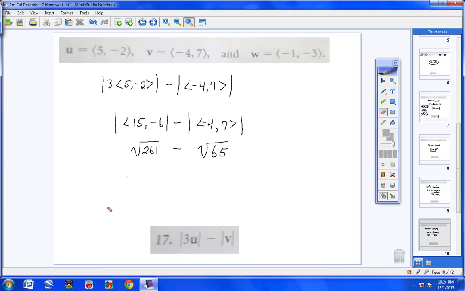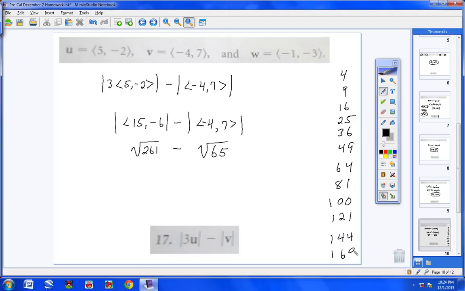Here's a list of what we call perfect squares, okay? And of course, the list of perfect squares is infinite. It goes on and on and on, but I can put a pretty good list up here, okay? So here we go. 2 times 2 is 4, 3 times 3 is 9, 4 times 4 is 16, 5 times 5, 6 times 6, 7 times 7, 8 times 8, 9 times 9, 10 times 10, 11 times 11, 12 times 12, 13 times 13. I'll stop there.